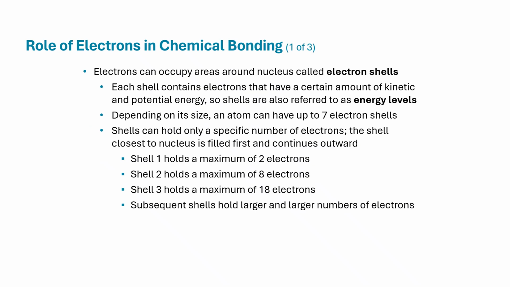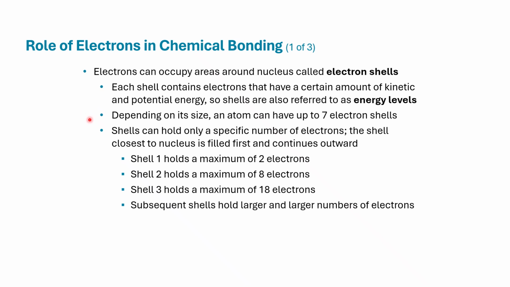So a little bit of review from the last lecture. The electrons can occupy areas around the nucleus called the electron shells. Each shell contains electrons that have a certain amount of kinetic and potential energy. So shells are often referred to as energy shells or energy levels.